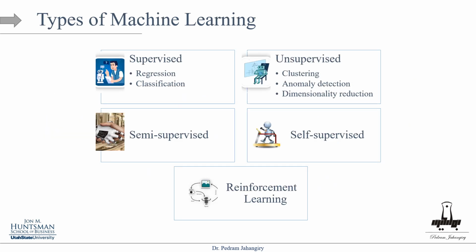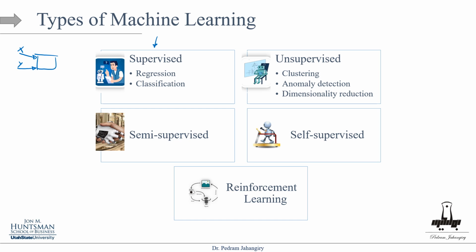All right, now that we know what machine learning is, let's look at different types of machine learning. The most common one is called supervised. In supervised machine learning, the data is labeled. What that means is that we have both the X's and the labels of the X's. So whatever your target variable is, it is known.